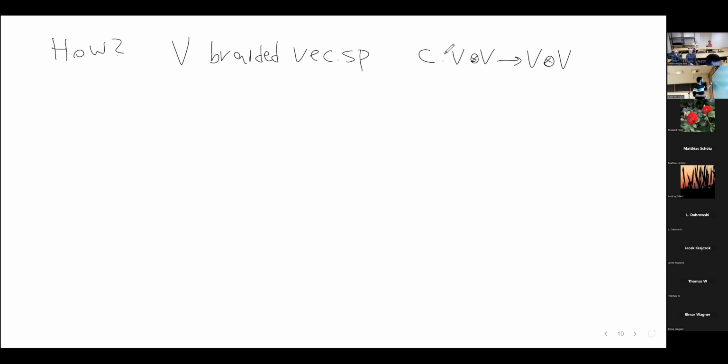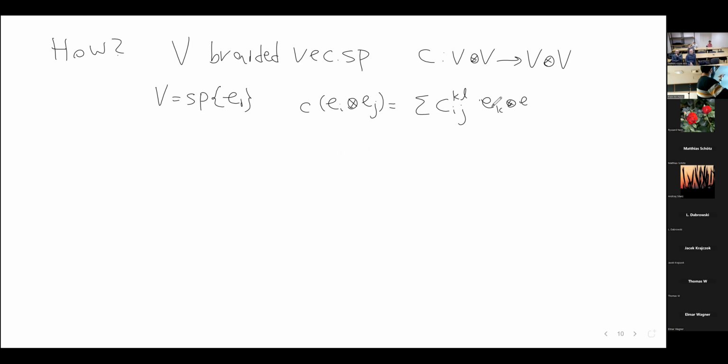Well, we can just pick a basis of V. So let's say V is the span of e_i. And then I can say that C of e_i tensor e_j is equal to the sum. Well, this is a linear map, so I can always write it with some numbers c_ij^kl, e_k tensor e_l. And then when I want to say that it satisfies the Yang-Baxter equation, the braided equation, it's just another way to say that c_ij^kl satisfies some polynomial equations.